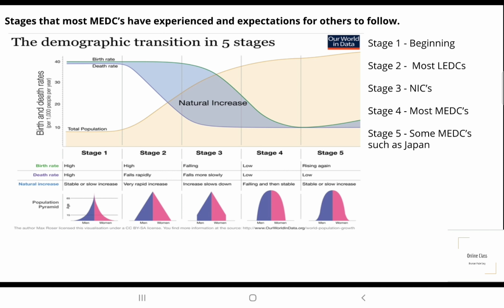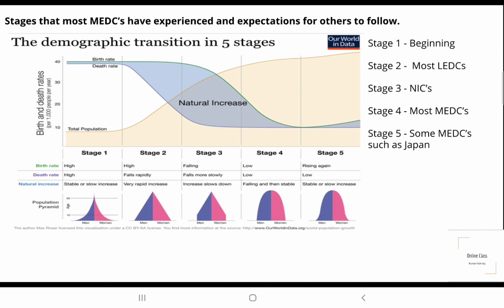Okay, so this graph does look really complicated, but it isn't. The top part is the demographic transition in 5 stages. These are the 5 stages that most MEDCs have already experienced, and these are the expectations for other countries to follow. So we start at the top, at stage 1. As you can see at stage 1, the birth rate and the death rate are high, but the total population is pretty low.